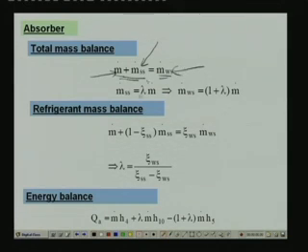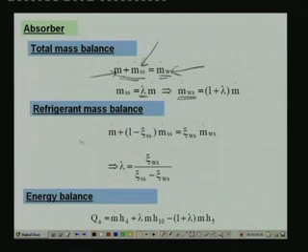Now, from the definition of circulation ratio, you can write m dot SS as lambda into m dot, where lambda is the circulation ratio. If you substitute this here, you can easily show that the weak solution flow rate is nothing but (1 plus lambda) into m dot. Similarly, you can also write a mass balance for the refrigerant. Mass balance for the refrigerant means whatever amount of refrigerant enters the system must leave the system.